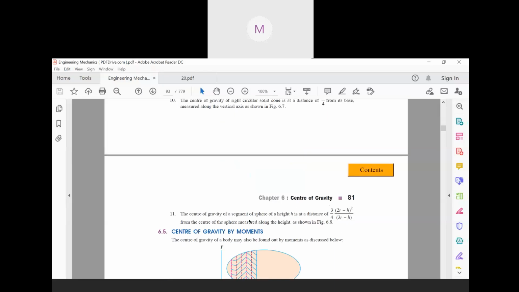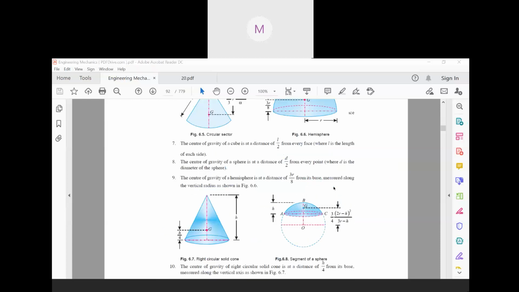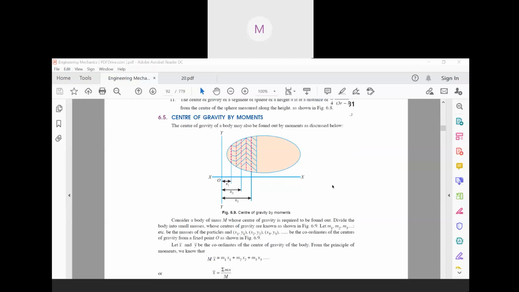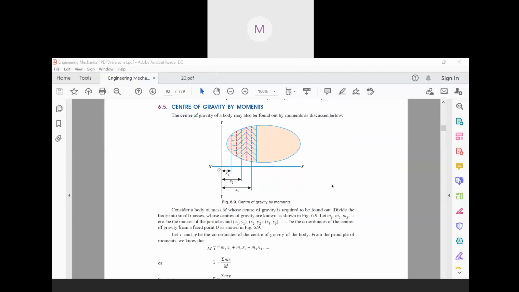So, yesterday we discussed what? We discussed the various parameters that were considered, right? Yesterday we discussed the different values of centroid and center of gravity. Now, today we'll discuss center of gravity by moments. Center of gravity by moments can be found like this.